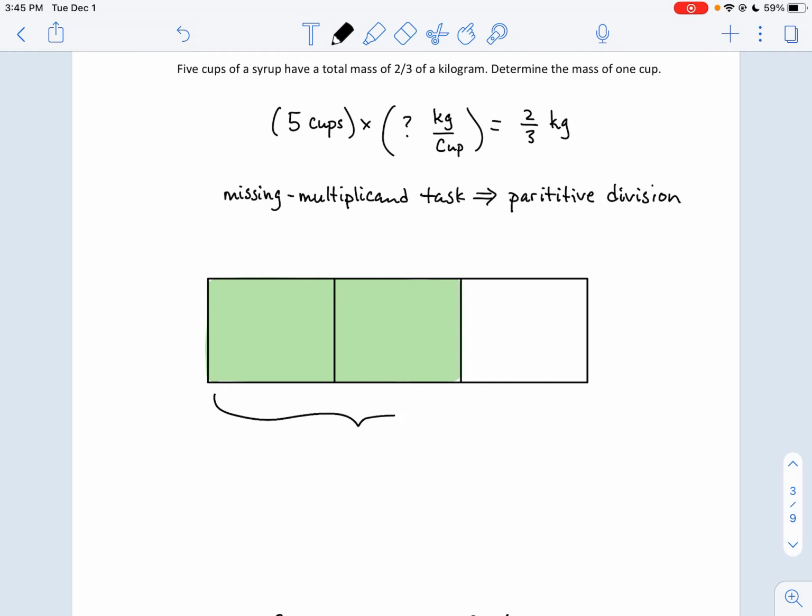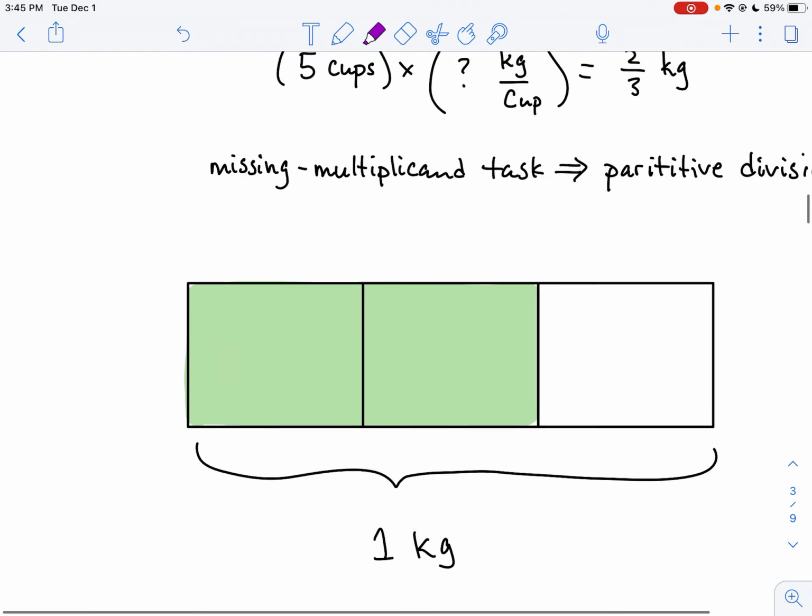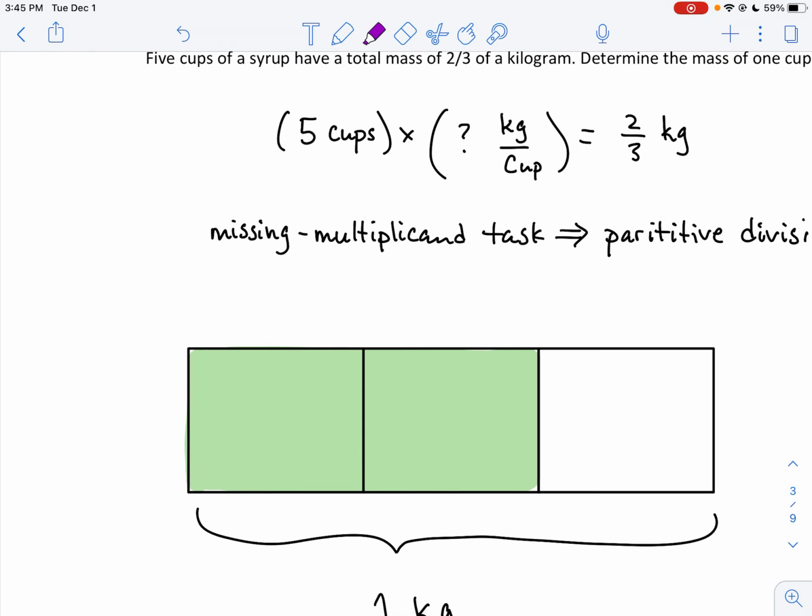So here's my picture. That whole block is 1 kilogram, and I've shaded in 2/3 of a kilogram. So let's label some things. The entire block is 1 kilogram. So we've shaded 2/3 of a kilogram, and I want to effectively break 2/3 of a kilogram into 5 equal parts. So I'm going to use cross partitioning to do this. So I'm going to try to break this into 5 equal parts.